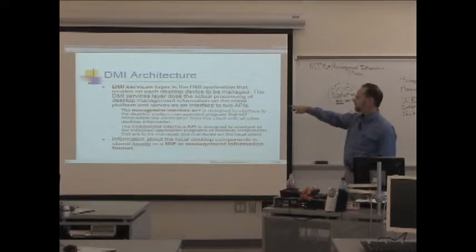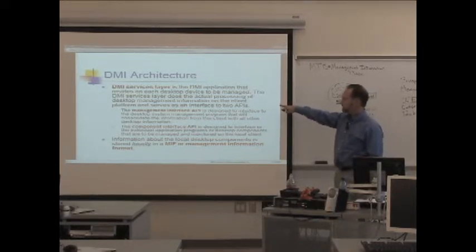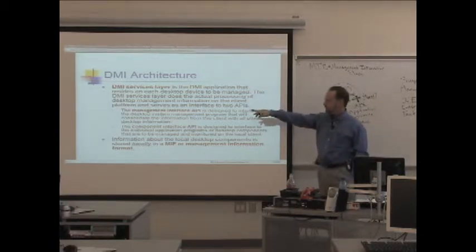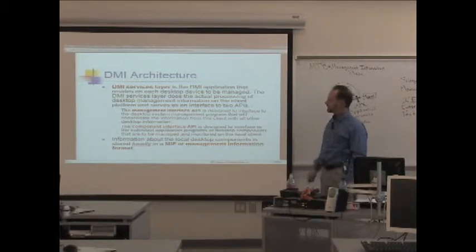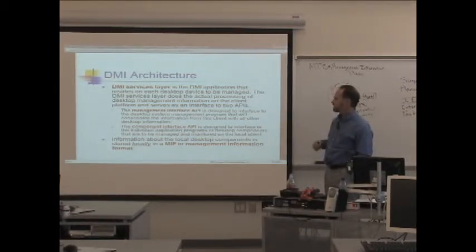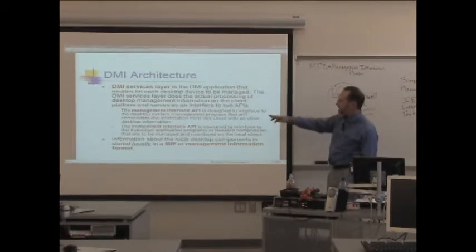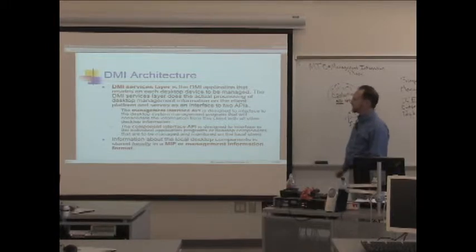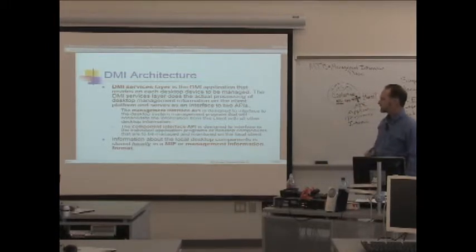Okay, then they have two APIs. The interface that interacts with the DMI consists of two APIs. One is the Management Interface API, which is designed to interface with the desktop management program that's going to actually collect all the information from the client. And the other is the Component Interface API, which is designed to interface with the individual application programs or desktop components themselves.